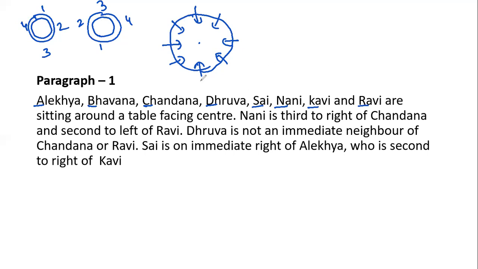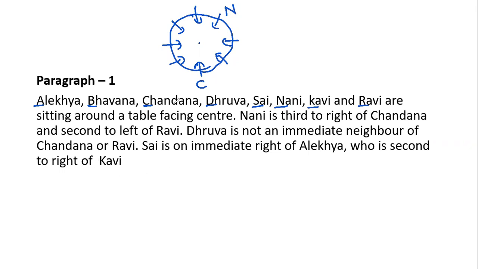So I'm representing Chandana here because it's going to be easy if I represent Chandana there, denoting the right side of Chandana and the left side of Chandana. Yes or no? Right side of Chandana is this. Left side of Chandana is this. Now Nani is third to the right of Chandana. Chandana is here. This is first right. This is second right. This is third right. So where is Nani to be placed? Nani is to be placed in that position. Got it right? Clear? Next.